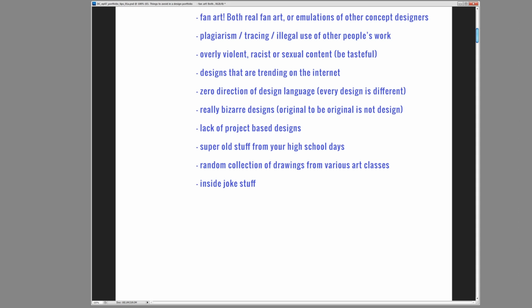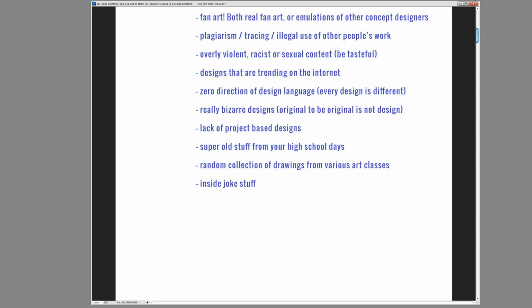The next one is super old stuff from your high school days. This is also sometimes pretty common on students. I need to stress again, this is for students, okay? You're fresh graduates. If you're a pro, you could put up your drawings when you're 4 years old. It's totally fine. Your resume and your project saves you from a lot of things. But when you're a student looking for work, you only want to show good stuff.